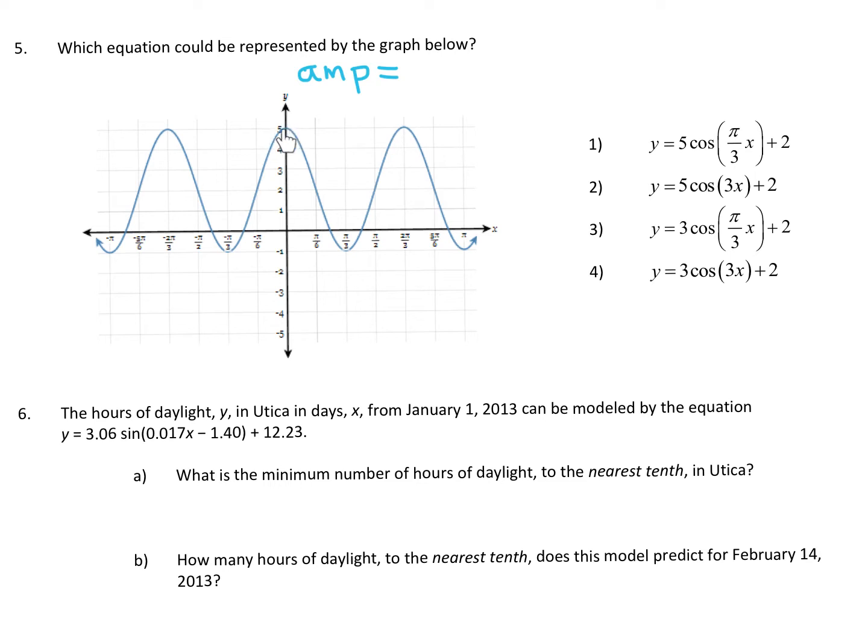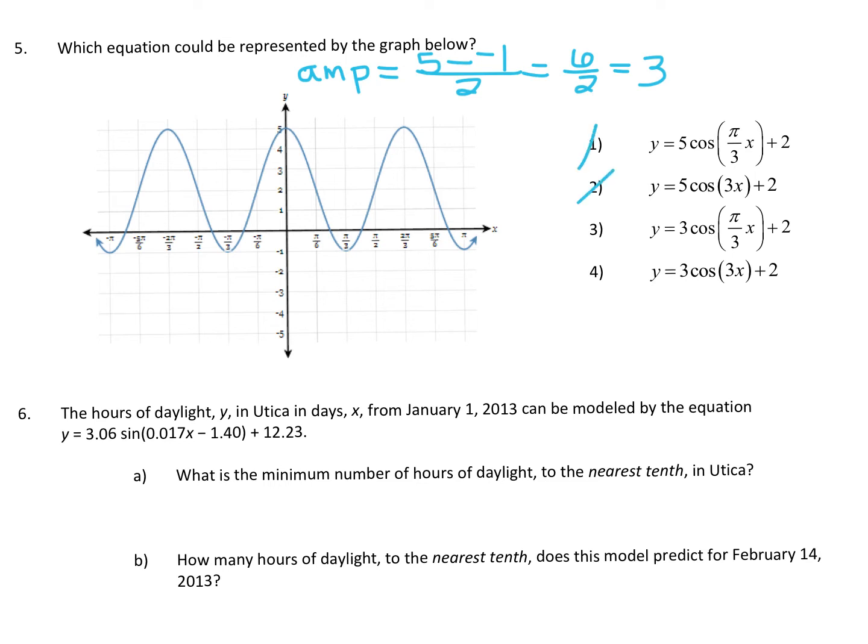So the max is at a height of 5, and then minus, the min is down here, actually at -1. So we're going to write minus -1 divided by 2. Since minus negative becomes a plus, it's really 5 plus 1, which gives us 6. And 6 divided by 2 simplifies to 3. So if our amplitude is 3, it has to be choice 3 or 4. So I'm going to cross off choice 1 and 2.